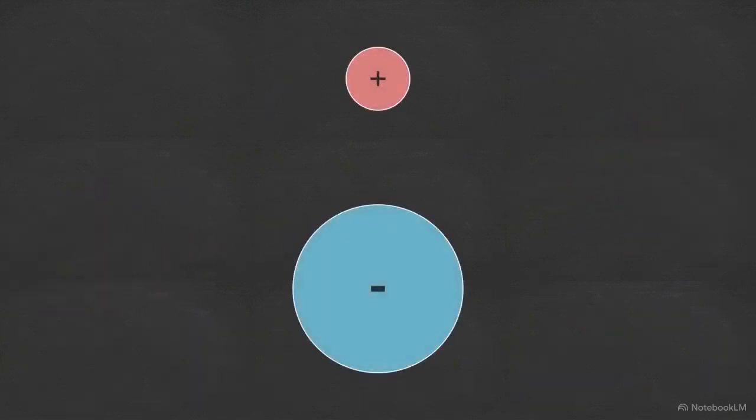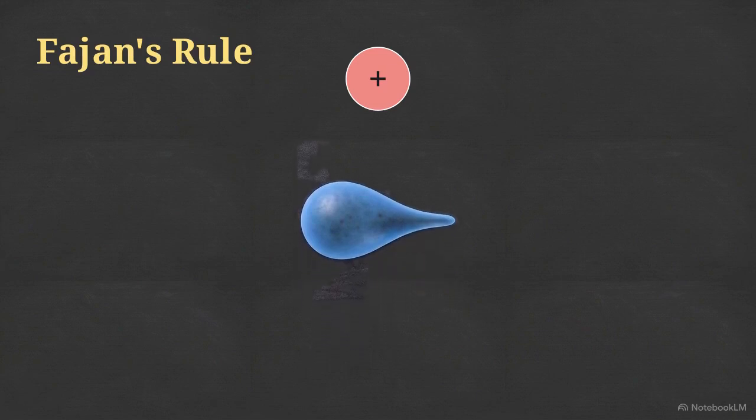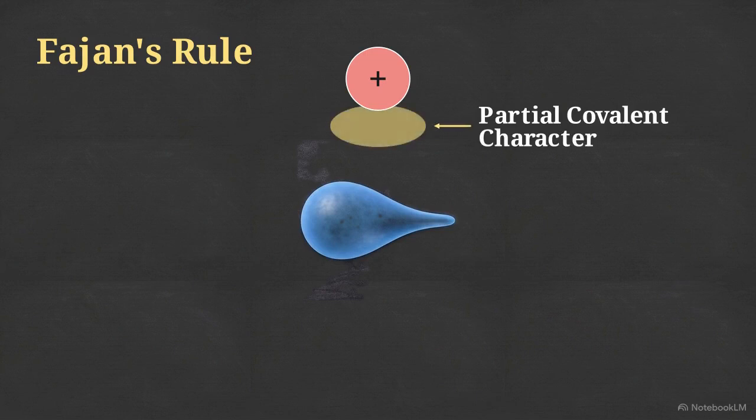In reality, no bond is 100% ionic. According to Fajans' rule, a small, highly charged positive cation will physically distort the electron cloud of a larger negative neighbor. As the cloud distorts, by pulling that electron density back toward itself, the bond develops a partial covalent character.